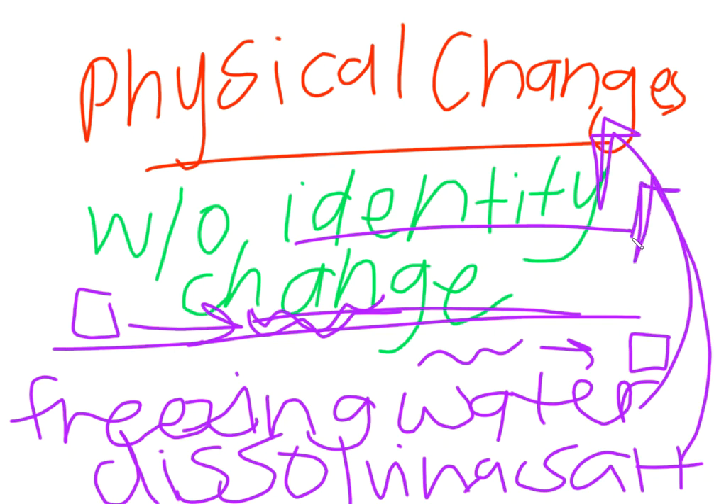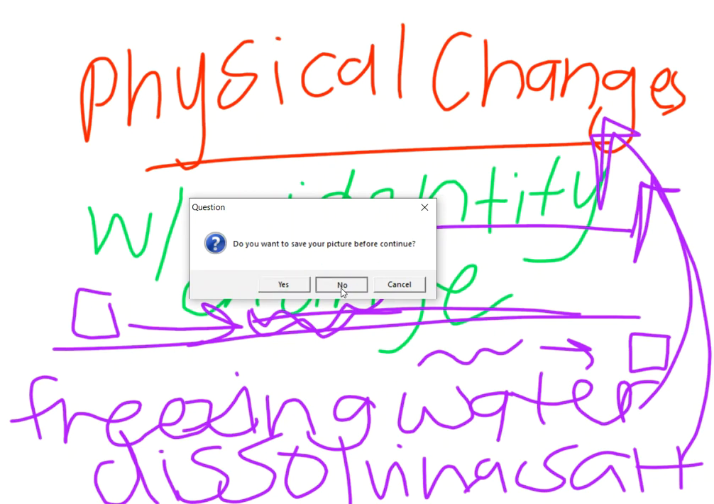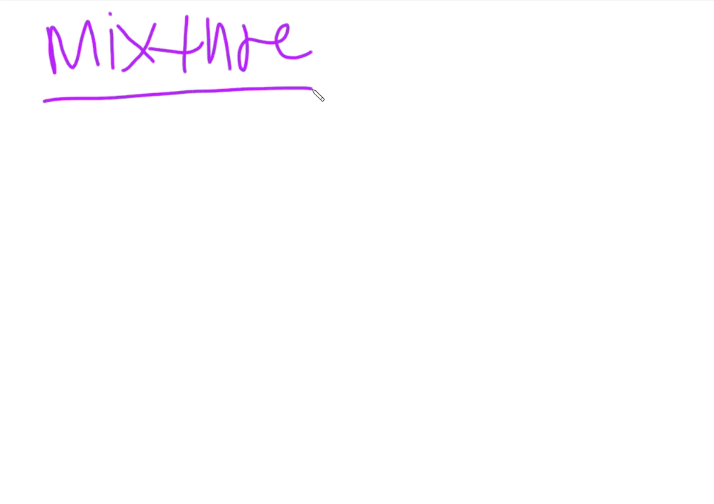Now we're going to go over a couple more concepts, just a couple more before we end for today. Okay, so let's talk about mixtures. So a mixture is basically, how do I say this? It's the opposite of a pure substance.